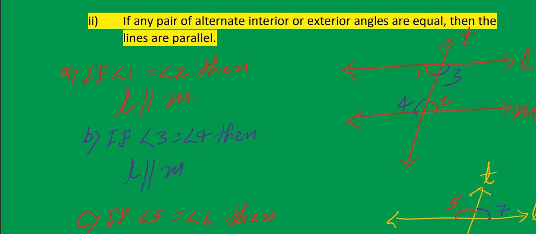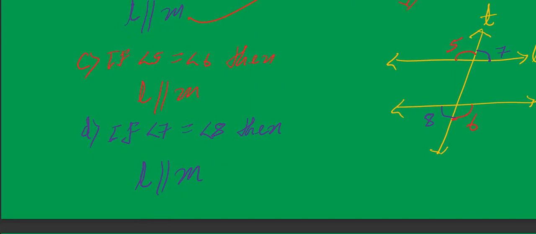Second property: if any pair of alternate interior or exterior angles, depending on whatever is given in the question, are equal, then the lines are parallel. That means if I prove angle 1 is equal to angle 2, alternate interior angles are equal, so line L is parallel to line M. Or angle 3 is equal to angle 4, these are also alternate interior angles, they are equal, so the lines are parallel. The same property will be applied with exterior angles also. If angle 5 is equal to angle 6, alternate exterior angles are equal, so the lines are parallel. Or 7 is equal to 8, alternate exterior angles are equal, so the lines are parallel.